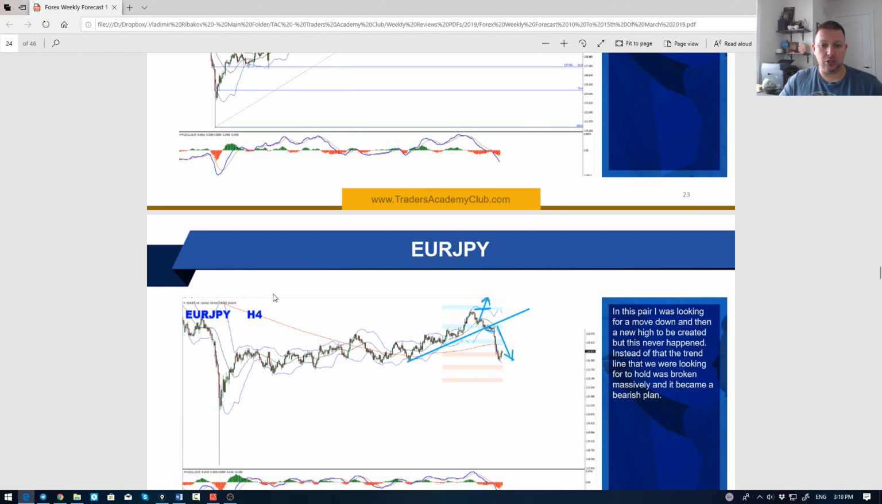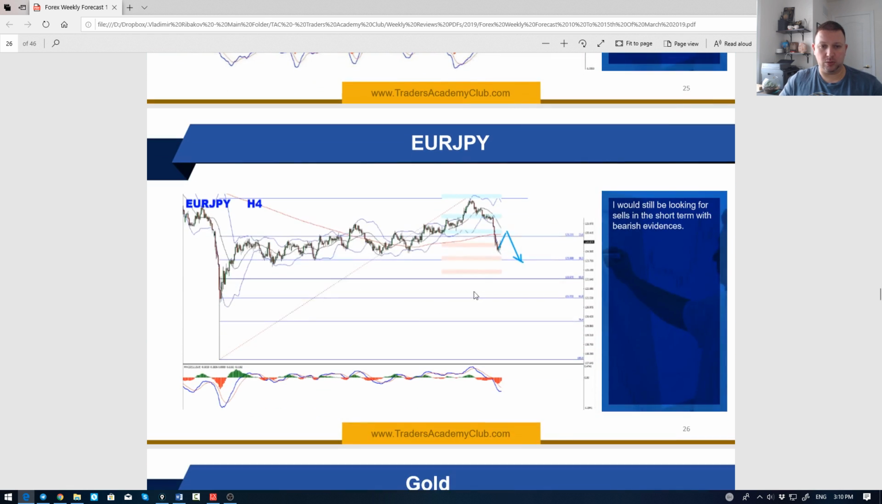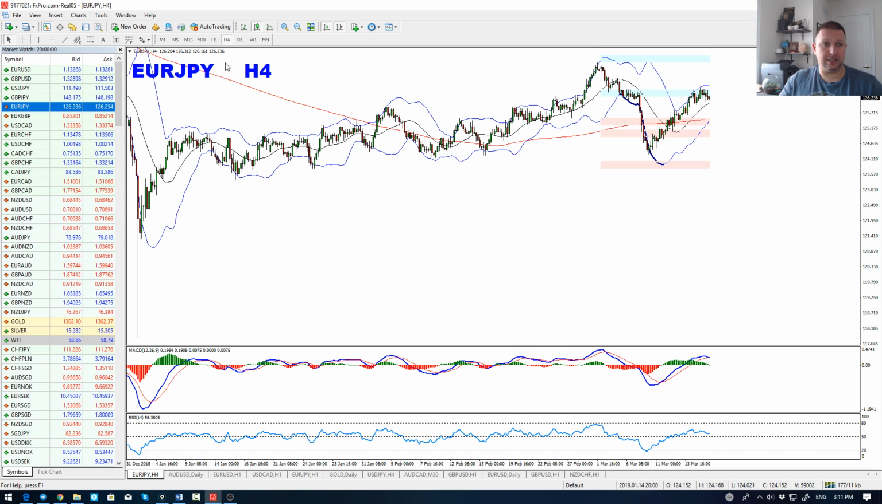Next one was the euro versus the yen. I was looking to see the sell the rallies plan. Once again, it didn't work out for me. That was my view, an idea. Now I'll show you personally where I was attacking my trade.